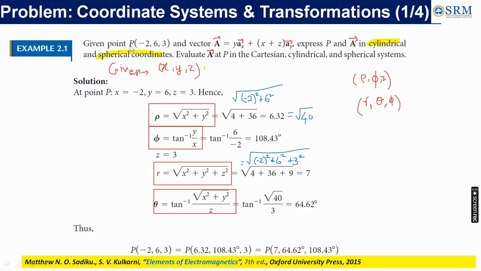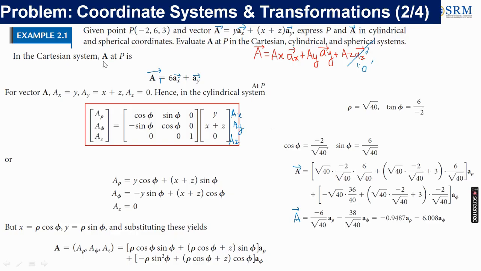The next task is, as we have been given the vector A, we have to substitute the point P values in the vector A to find the resultant vector in Cartesian form. So the vector A at the point P is given by minus y into Ax, y means 6, into Ax, plus x plus z into Ay. So x is minus 2, z is 3, so minus 2 plus 3 is 1. So here only the Ay vector comes. This is the resultant vector value. Now let us find the vector in the cylindrical coordinate system. Finally, we will do it in spherical.